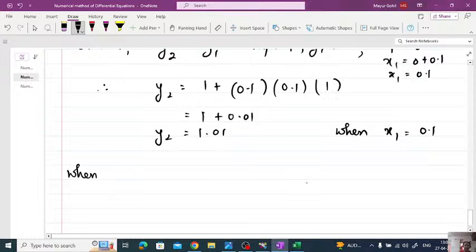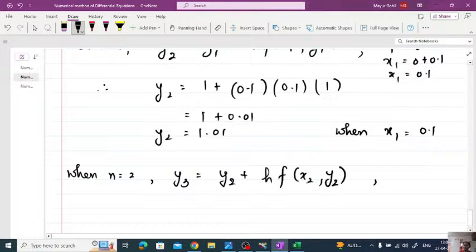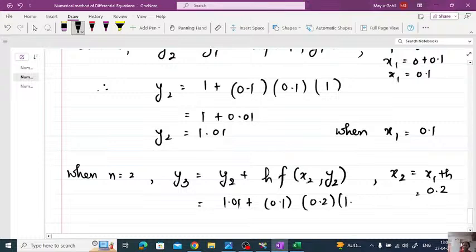When n is 2, so what happens now? Here it is y3 equals y2 plus h times f of x2 y2. What is x2? X2 is going to be x1 plus h, that is 0.2. So here you will have y2 is 1.01 plus 0.1 into 0.2 into y2 1.01.